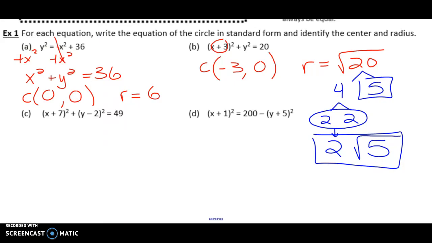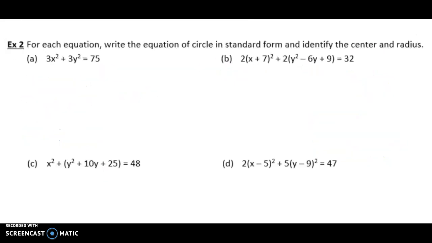All right. Example C. What's the center of this circle? (-7, 2), with a radius of 7. Easy enough there. I'm going to skip D, and let's go on to example A. 2A.